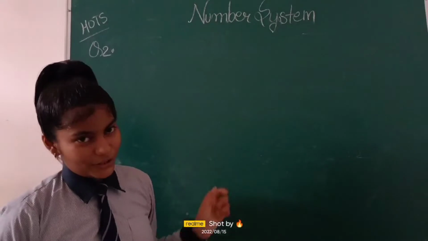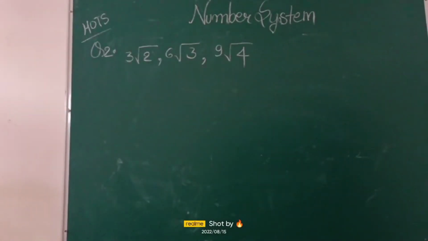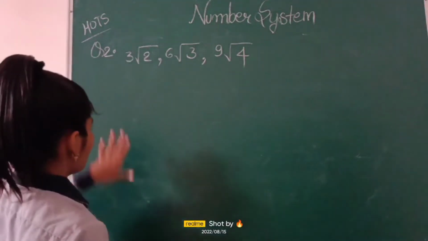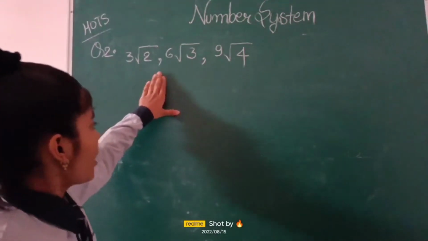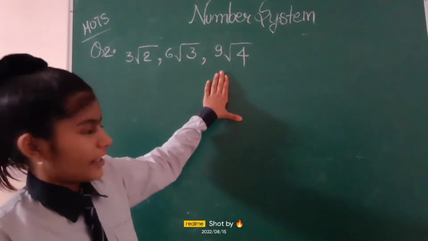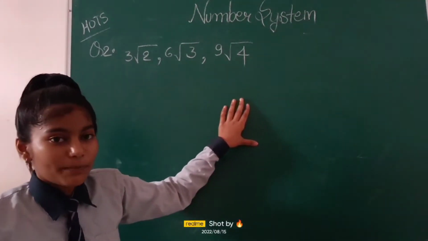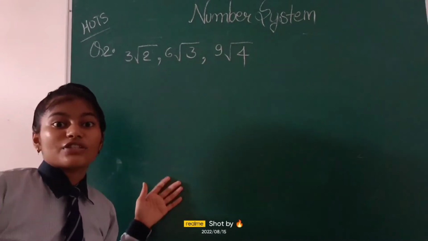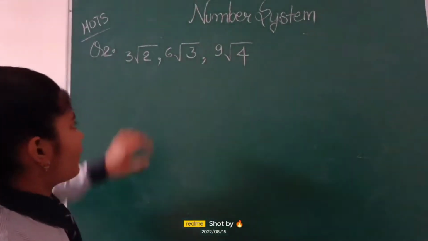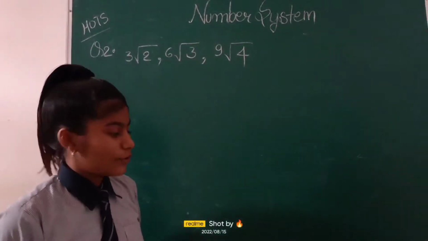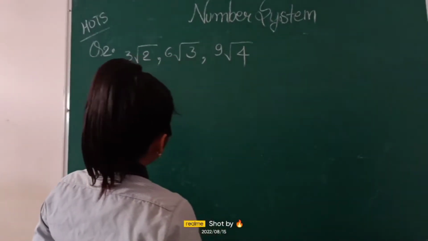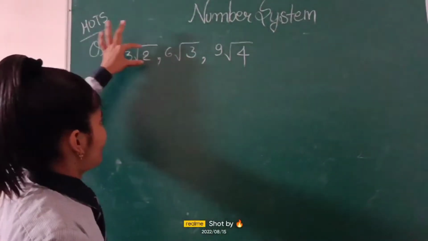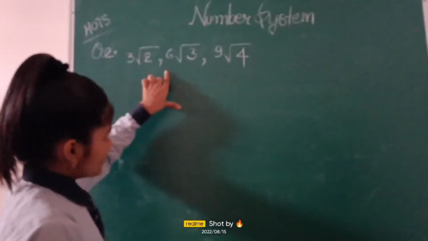Now let me write the question first. So I have written the question. This is 3 under root 2, 6 under root 3 and 9 under root 4. You have to represent these in ascending order, which is the smallest, which is the greatest. So how will you define? Firstly, for these kinds of questions, you have to find the LCM of these values, these 3, 6 and 9.